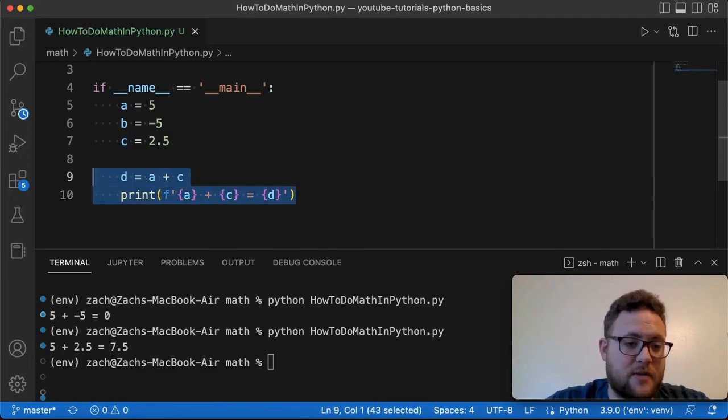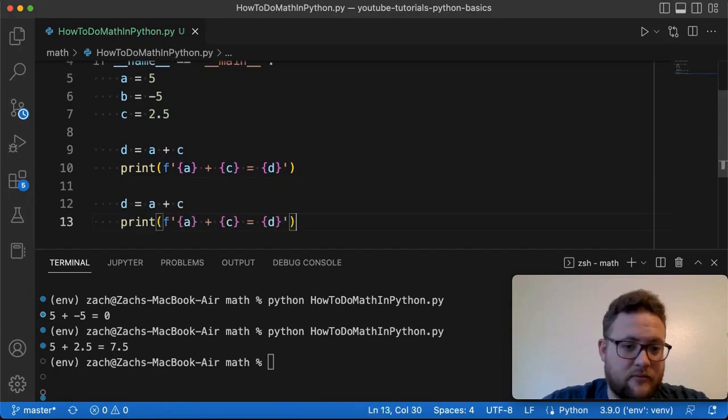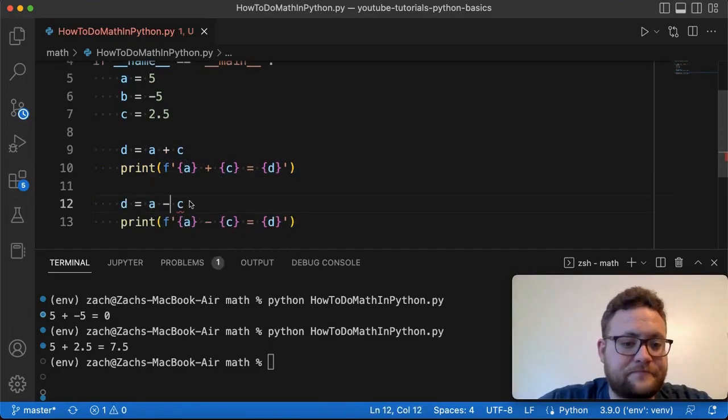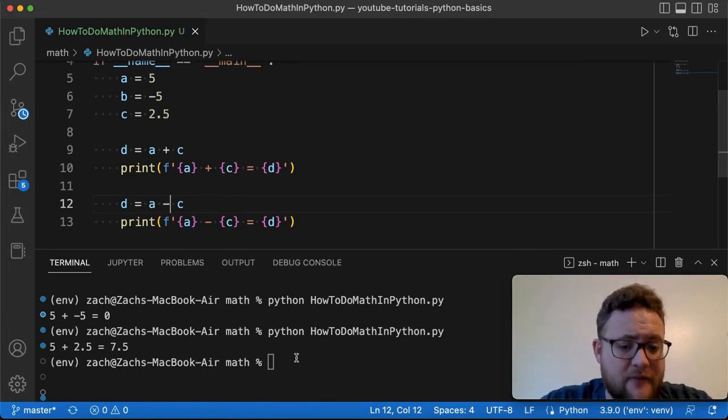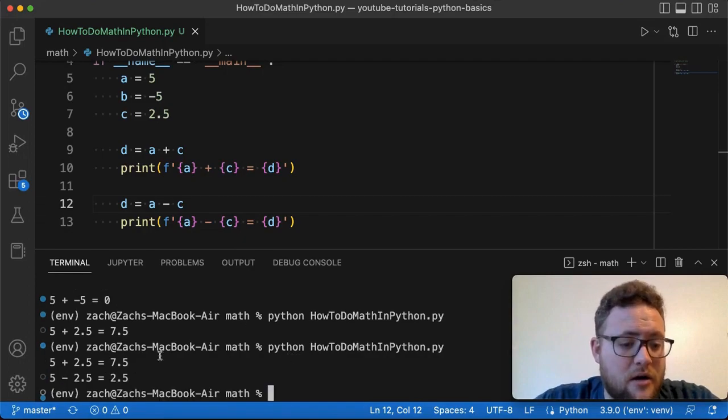And we'll copy this same setup here, and we'll then say a minus c is equal to d. So we know that a is 5, minus 2.5 is going to be our 2.5, right? So again, this is the same if we had a negative number here, right?